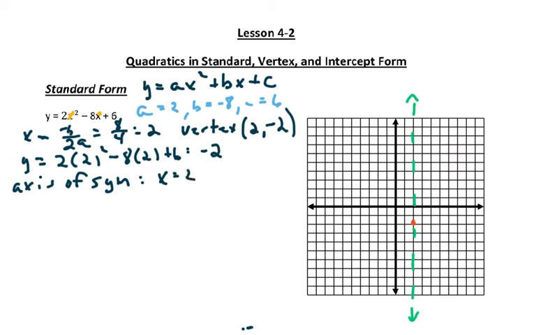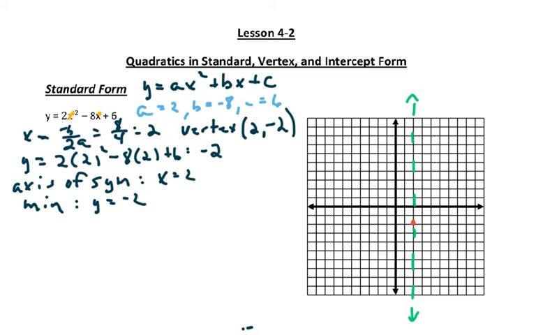The a value is positive, which means this is going to have a minimum value. And since we know the y value of our vertex point is at -2, that tells me that my minimum value is y equals -2.